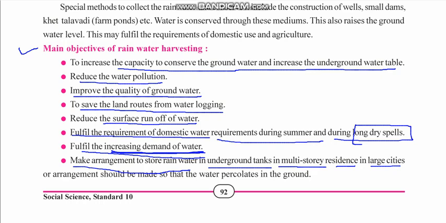So this is a very good arrangement for areas where water scarcity is there, and this will also help to recharge the groundwater as that water percolates in the ground. Percolate means it flows down, it goes inside the ground. So this is a very good way of recharging the ground level water.